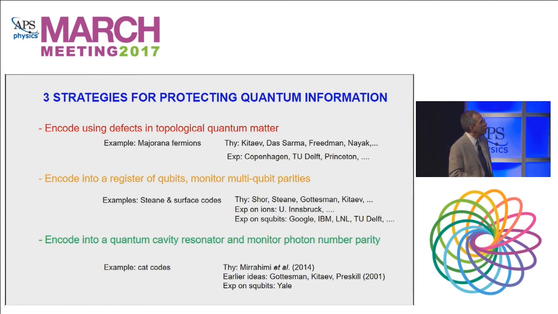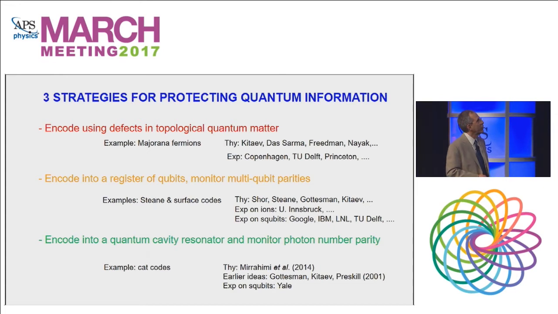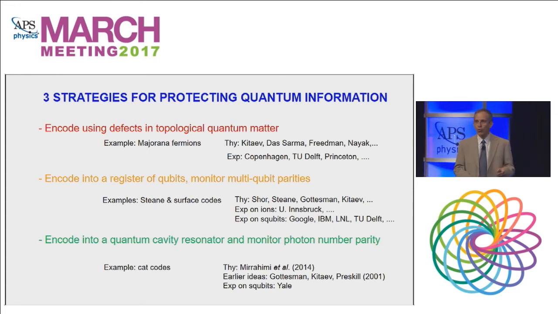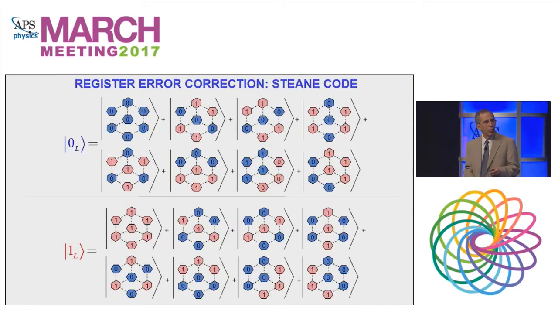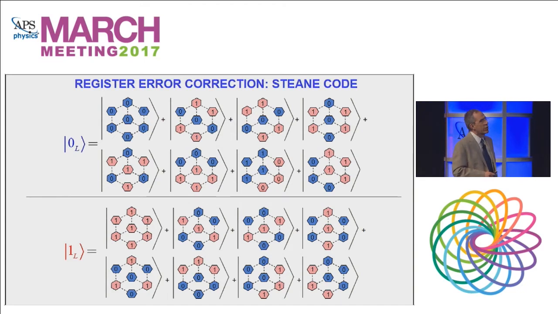But what I want to do in the rest of my talk is really tell you about a brand new idea, which we call hardware efficient, in which a minimal amount of hardware is used to correct quantum information. So just to remind you what actually is quantum error correction or information protection in a register of qubits, let's consider for a few minutes the basic idea, which is the Steane code.